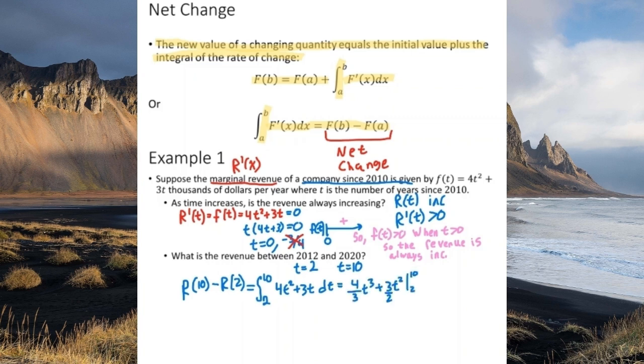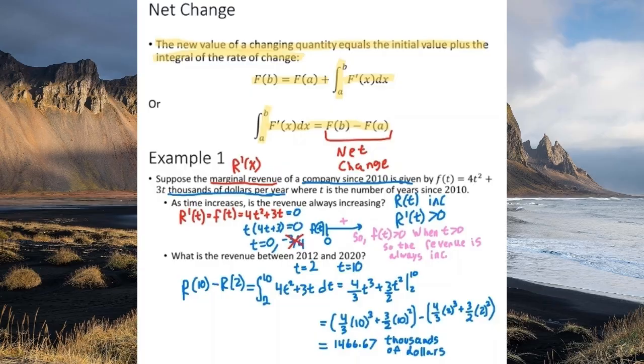The antiderivative of 4t squared plus 3t is 4/3 t cubed plus 3/2 t squared. Now we can plug in our bounds and then evaluate, and we get 1,466.67. As for the units, our marginal revenue is in thousands of dollars per year. Recall that the derivative is the units of our function divided by the units of its independent variable. Since time is measured in years, then our integral would have the same units as our function, which here is thousands of dollars.